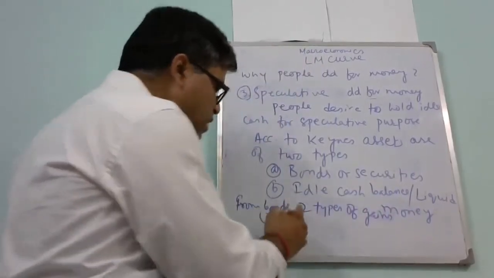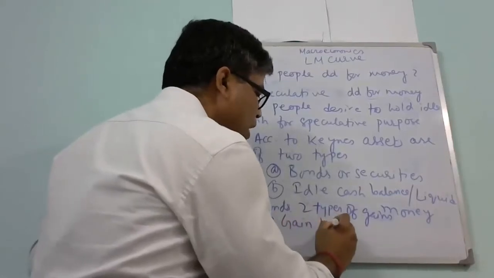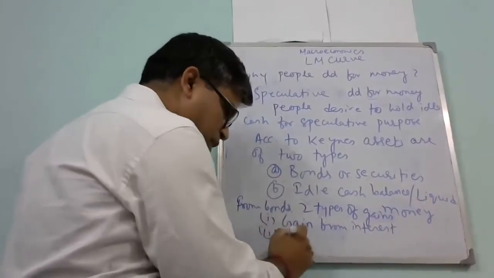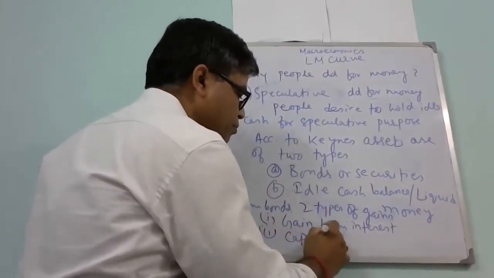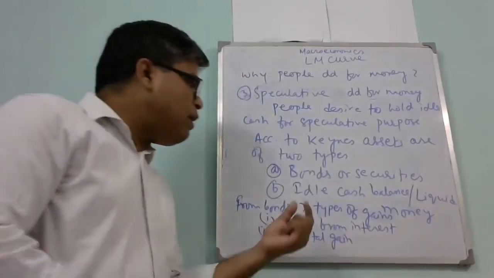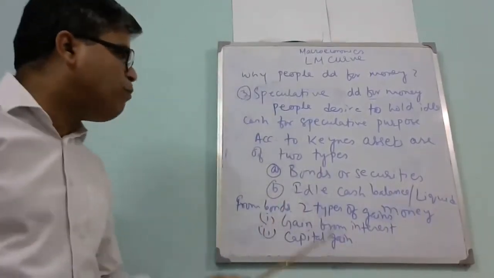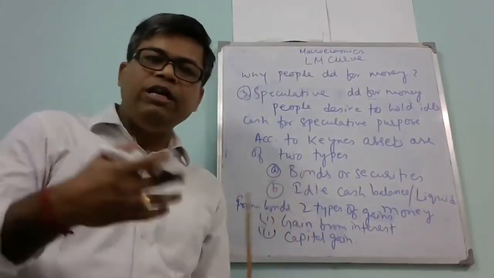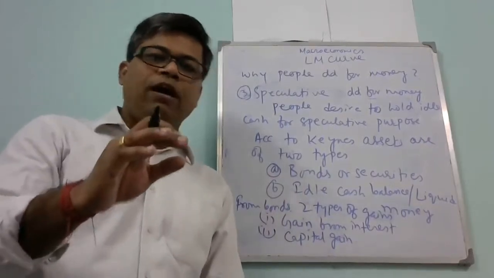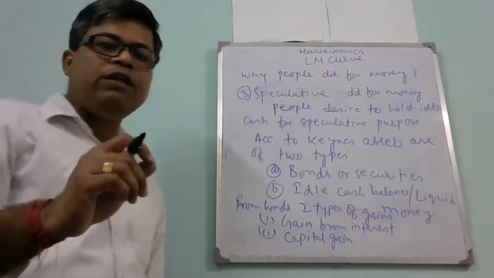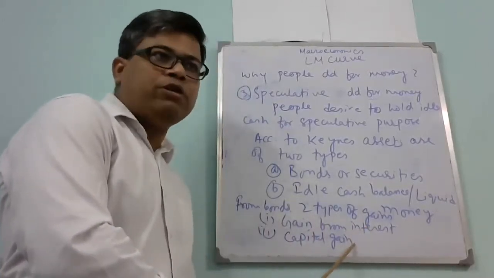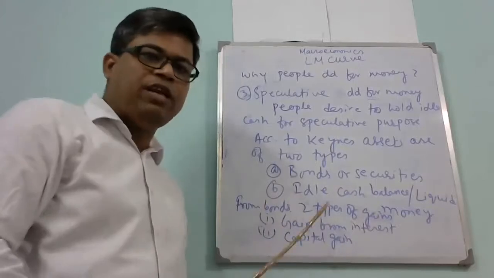Number one, gain from interest. And number two, capital gain. Now, if the people are holding their asset in form of bonds, then they will get a certain amount of interest from the bond. Obviously they will earn some interest for holding the bonds. So this is one kind of gain they will get.